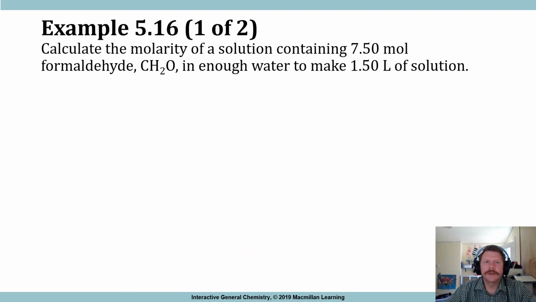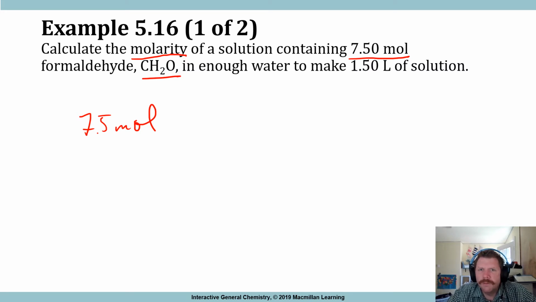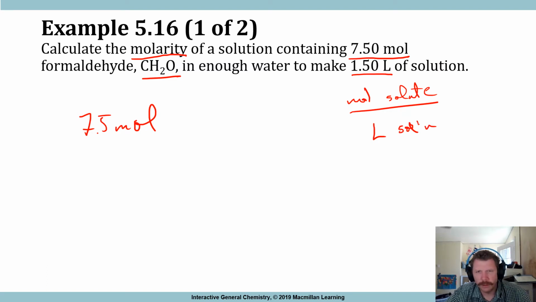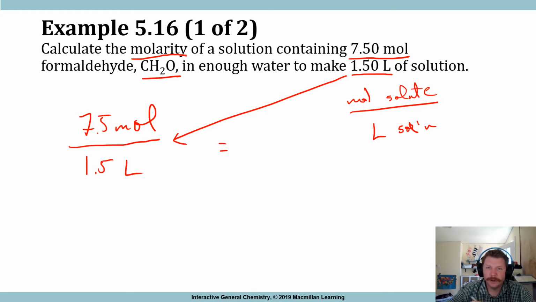Okay, so here's an example. Calculate the molarity of a solution containing 7.5 moles of formaldehyde, CH2O, in enough water to make 1.5 liters of a solution. Okay, so this gives us moles of solute per liter of solution. Notice, what's a little bit of a curveball here is that it's not exactly 1 liter, it's instead 1.5 liters. Does that matter though? It really doesn't. All that we need to do is say 7.5 divided by 1.5 liters, and we're going to get our concentration in terms of moles per liter of solution.